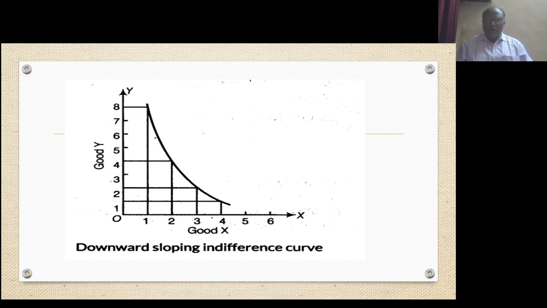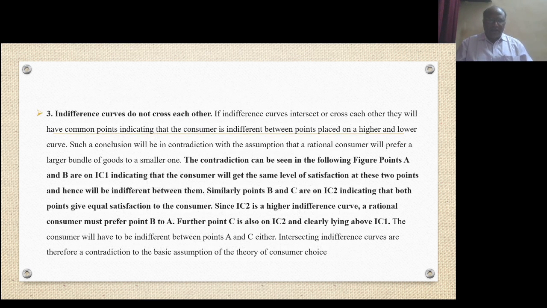This can be more elaborated with the help of this diagram. Along with OY axis, Y good has been represented, and on OX axis, X good has been shown. So if a consumer wants to purchase more quantity of X commodity, he has to sacrifice some quantities of Y commodity because consumer's income is limited. Okay, and the third property of indifference curve is indifference curves do not cross each other.